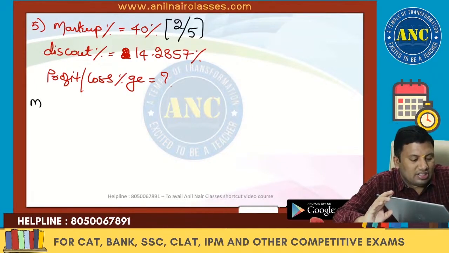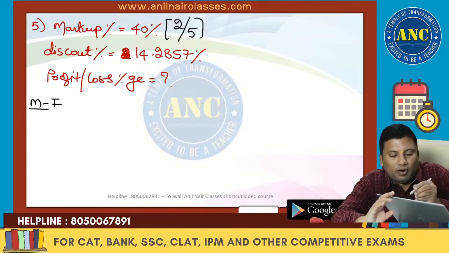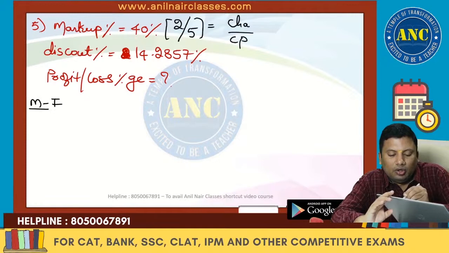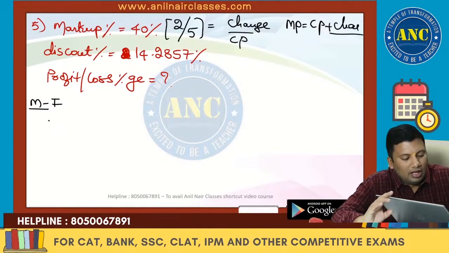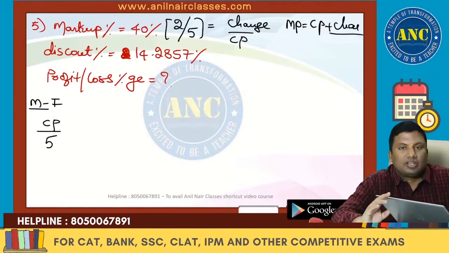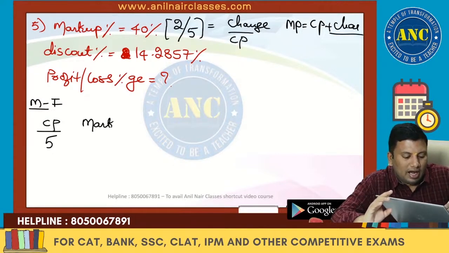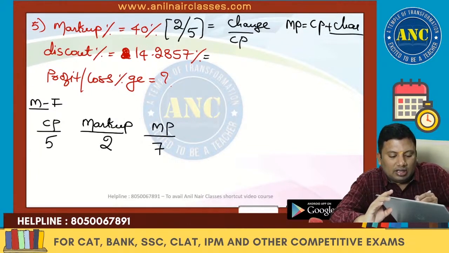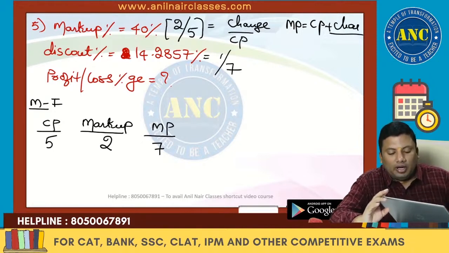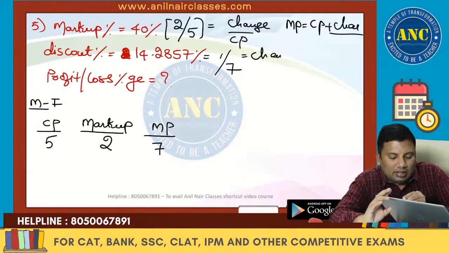Now, what is the traditional method and an optimal method? What is markup? Markup is nothing but cost price and numerator is change. Marked price is nothing but cost price plus change. That means I went to a shop, purchased a product at 5 rupees. I increased 2 rupees. So marked price is nothing but 7. This is nothing but 1 by 7, 14.2857, which is change by marked price.